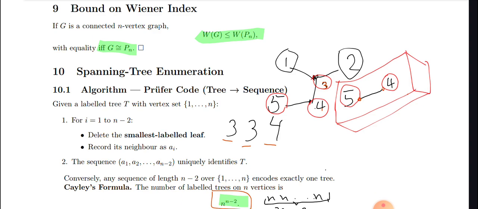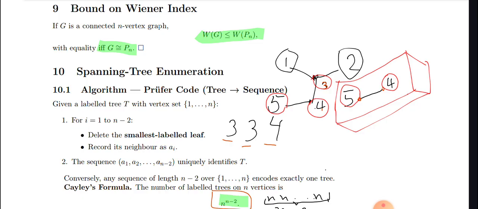Yes, Section 9 confirms this powerful bound. For any connected n-vertex graph G, its Wiener index, W of G, has to be less than or equal to the Wiener index of the path graph, W of Pn. So you can't be more spread out than a path. You can't. Since the path graph is the maximally inefficient tree and a tree is the minimally connected structure, the path sets the absolute ceiling for the total cost of travel in any connected graph on n vertices.